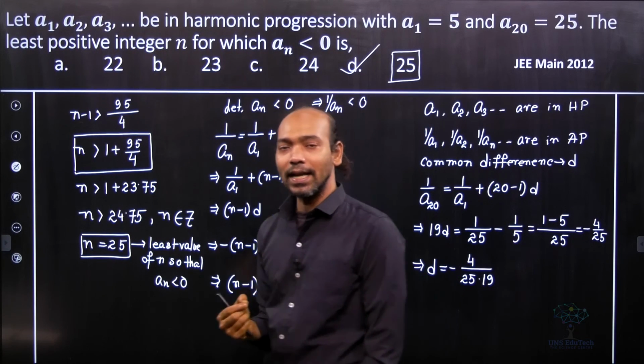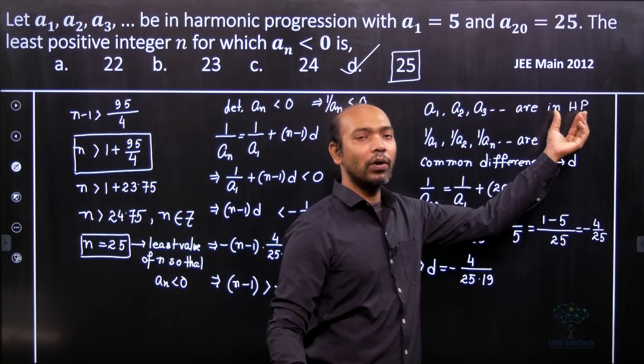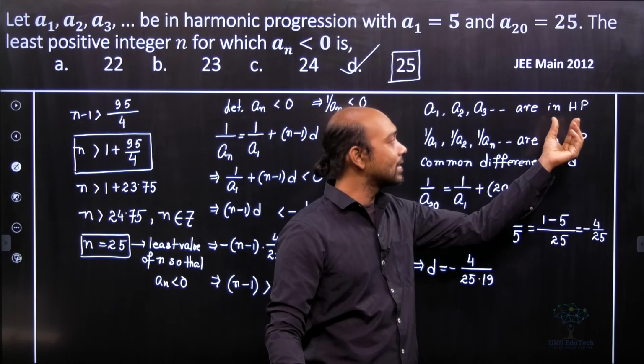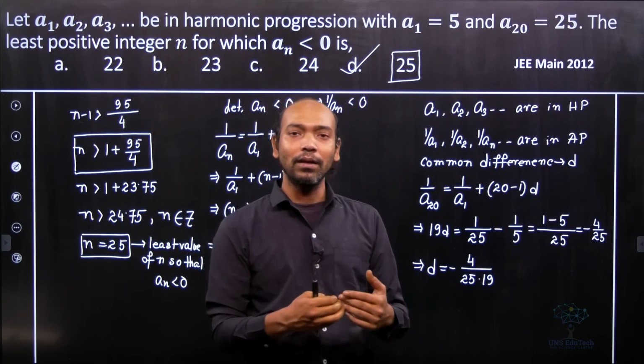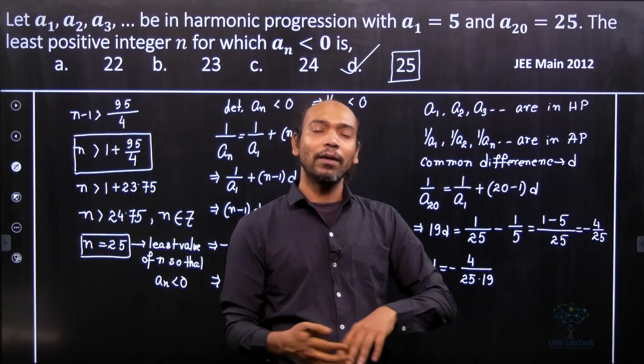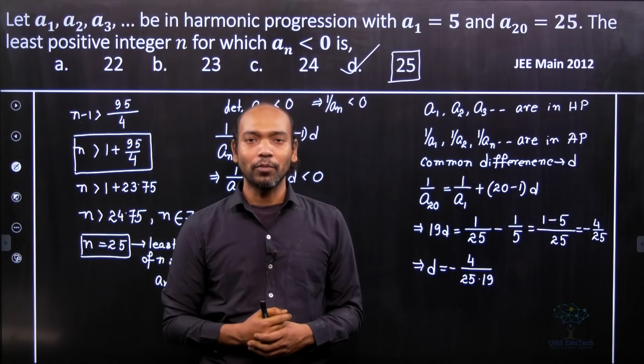So what we understand here is that technically we all know the AP series. The main important thing in this typical problem is the HP and AP relation. So obviously you understood that in the HP and AP relation, the reciprocal of an HP will be an AP. If it is an AP, the reciprocal is in HP. Hope you understood the problem. Thank you.